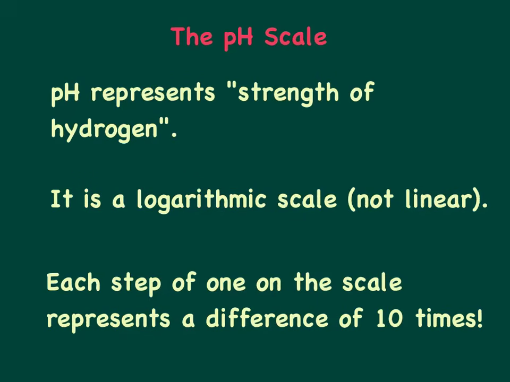So now we've talked about acids and bases, we're going to look at the pH scale, and this is our scale of measurement that we use in chemistry to indicate the relative strength or weakness of different acids and bases.